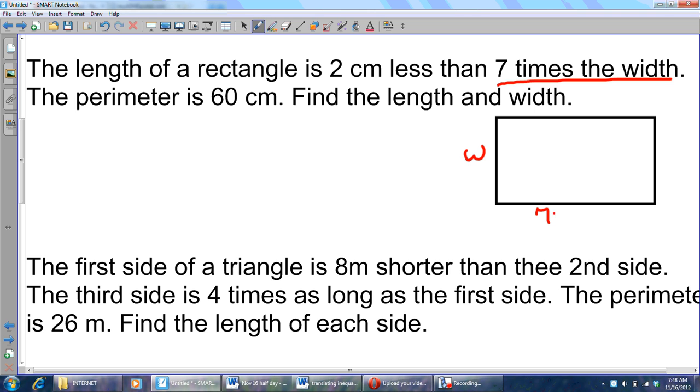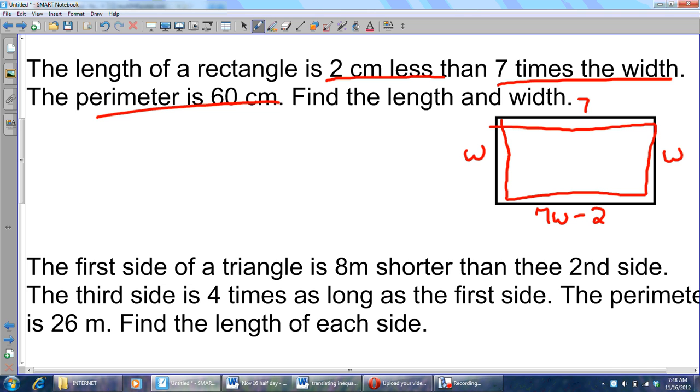So I'm going to need a 7W. But I need 2 centimeters less than that. How do you get 2 centimeters less? You subtract 2. The perimeter is 60. So if I walk all the way around the shape, it'll be a total of 60 centimeters. Well, walking all around gets me, let's see, I think 16W minus 4, and that's going to equal 60.